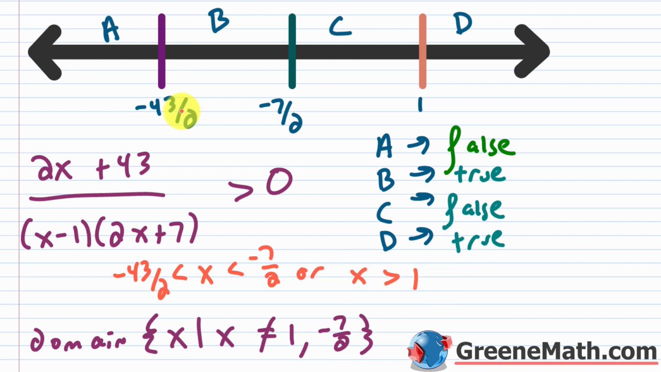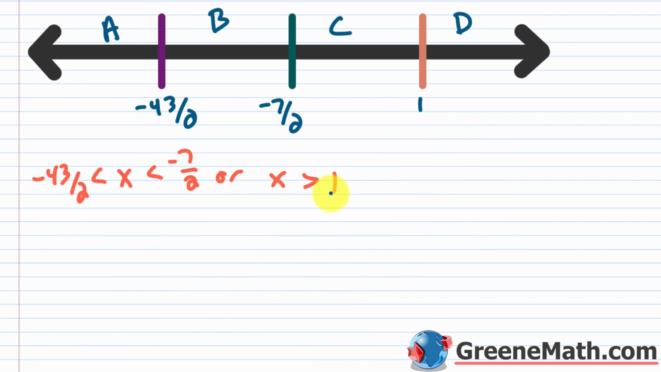Now, we already said that these critical values are all excluded because this is a strict inequality, and then also x can't be 1 and x can't be negative 7 halves because we get division by 0. Okay, looking at this, let's put this in interval notation.